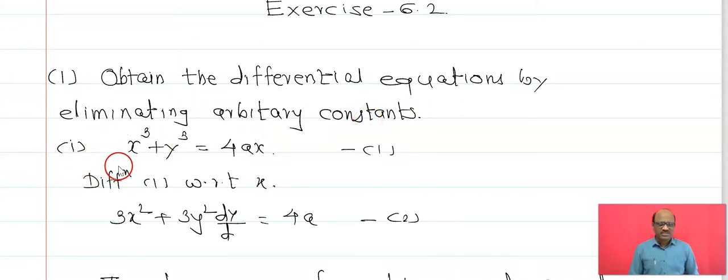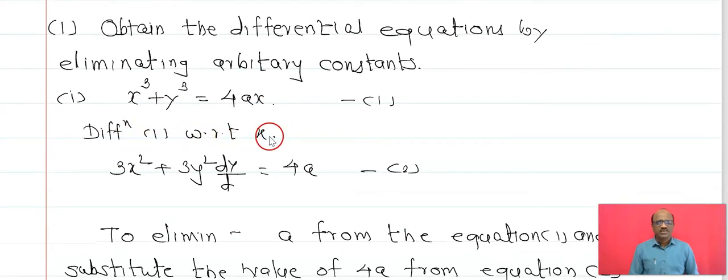Now the first equation is x cube plus y cube equals 4ax. Here the arbitrary constant is 1. Therefore, the order of the differential equation of this equation is 1, because it contains one arbitrary constant. Now differentiate this equation on both sides. This is the implicit type of function, so differentiate on both sides with respect to x: 3x square plus 3y square into dy by dx equals 4a, where the derivative of x is 1. This is equation number 2.